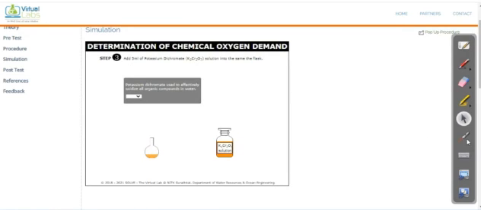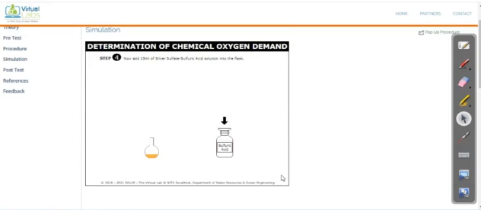So what we did is we added 5 ml of the potassium dichromate solution here in the round bottom flask. Potassium dichromate is a strong oxidizing agent. The question is, is potassium dichromate used to effectively oxidize all the organic compounds in water? Is it true or false? The answer is true.